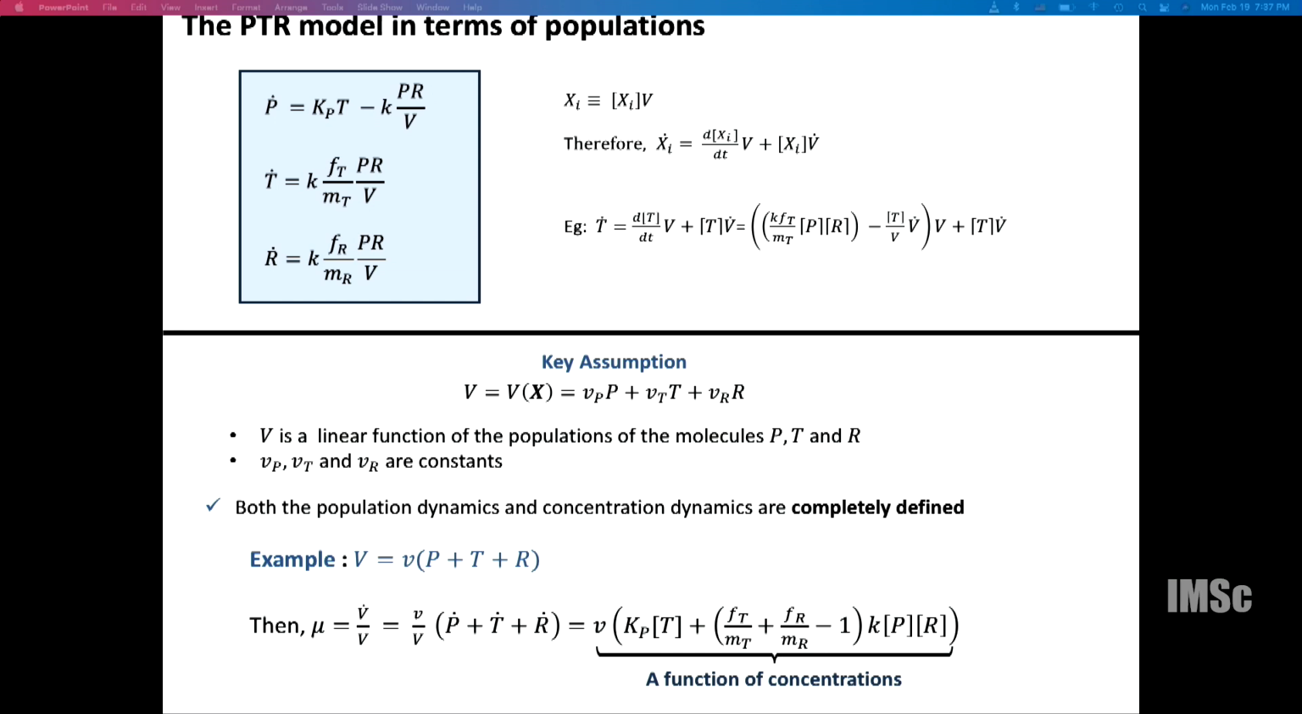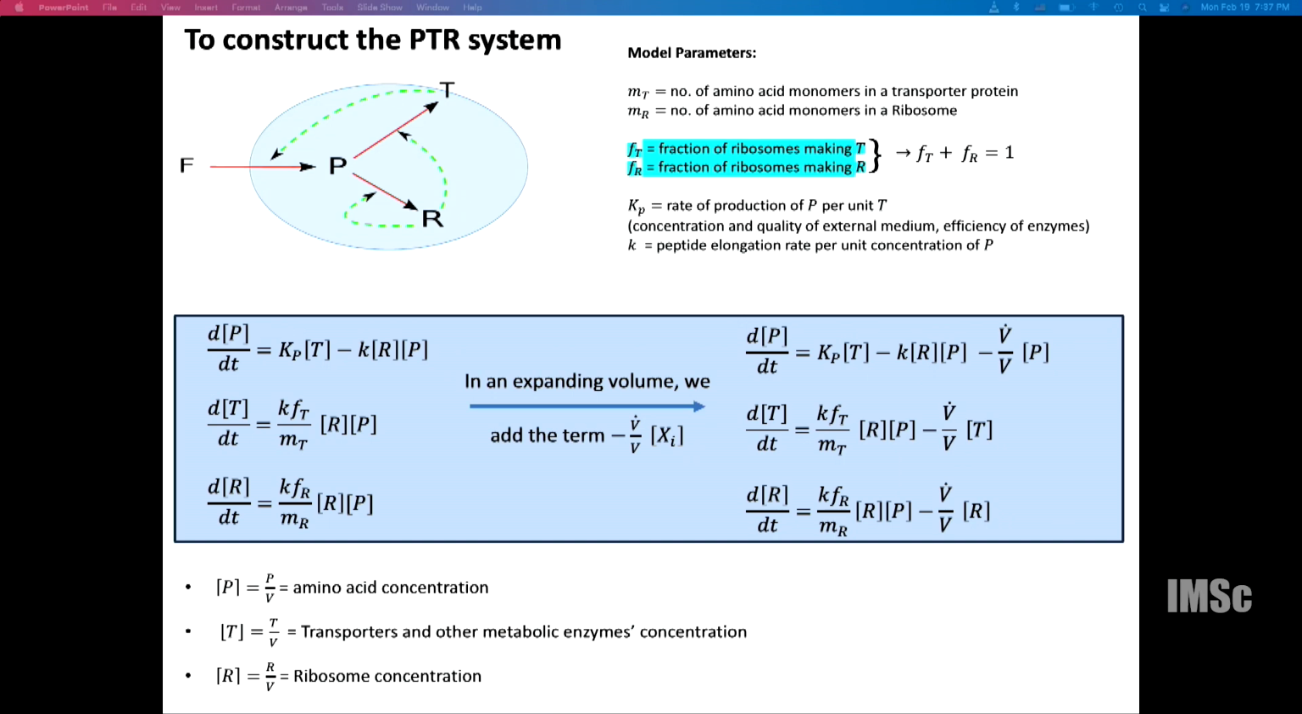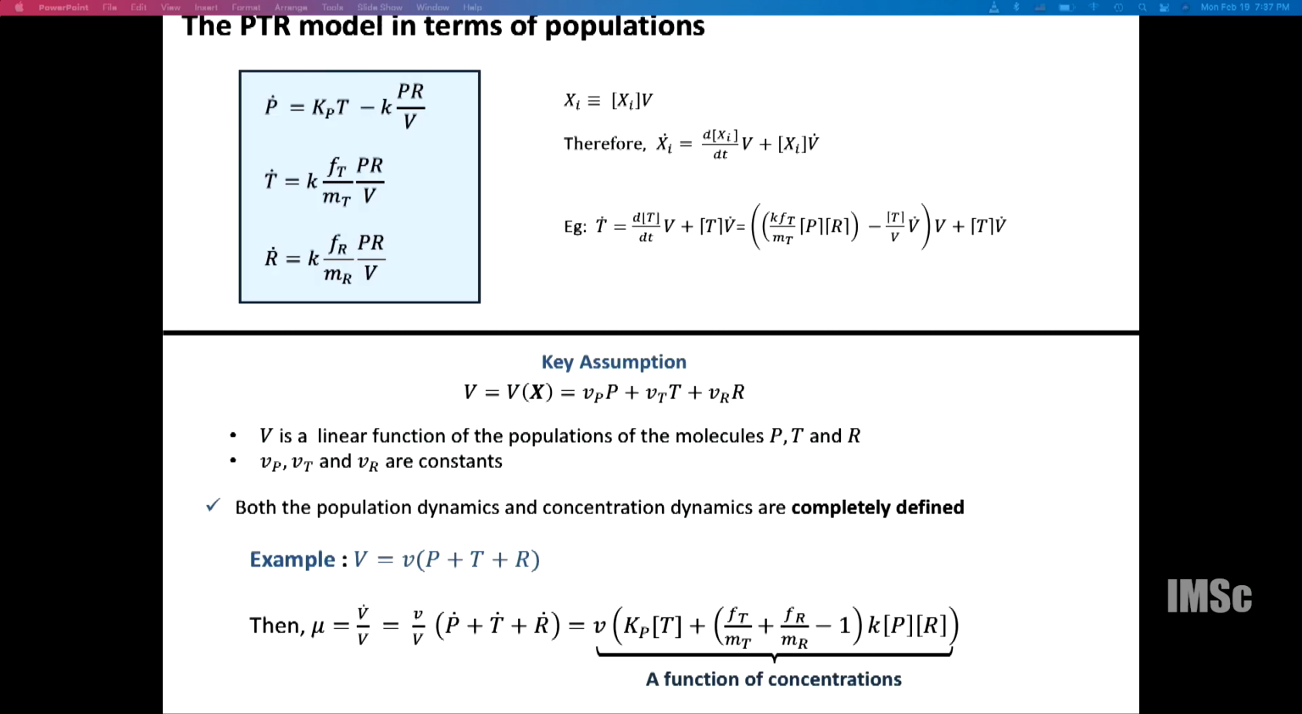And it turns out that this extra term will precisely cancel off the extra term that you had added on here in the concentration equation. That term gets precisely cancelled off, and you get these simple equations for your populations. Populations in an expanding volume will still satisfy these simple equations, but these are nonlinear equations. Now here is where we make a key assumption. These equations are also not completely specified unless I tell you what V is.